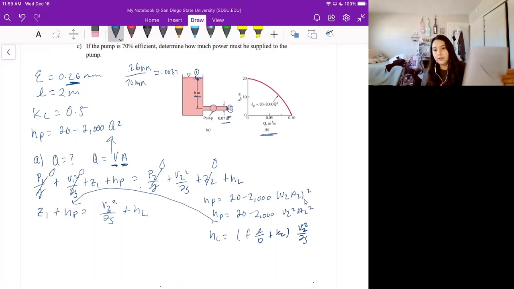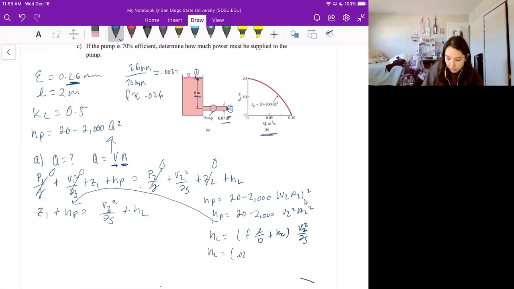Now, if we use the Moody diagram and we draw a line to the friction factor, we get a friction factor of about 0.026. So we can plug that all back into here. We get that head loss is equal to 0.026 times 2 meters divided by 0.07 meters for diameter plus 0.5, times V2 squared over 2g.